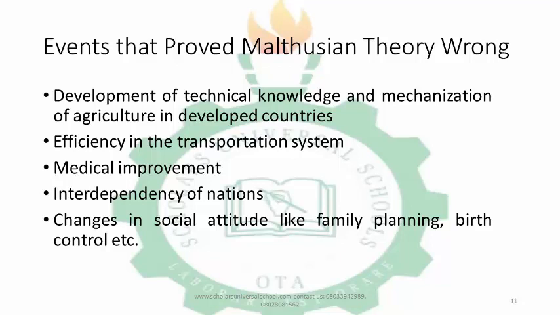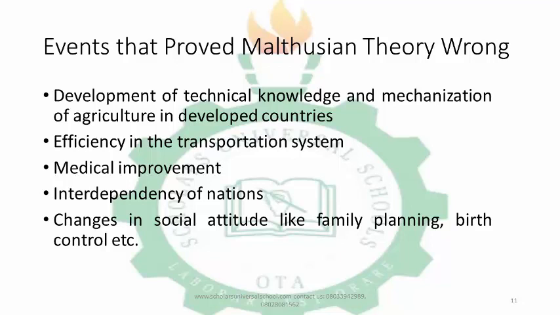We have so many countries depending on each other, helping each other to grow and assist each other in areas that they are in need. So this has helped to reduce the disadvantages or the shortcomings that the large population size has on food production. Then finally, we have changes in social attitudes like family planning and birth control.